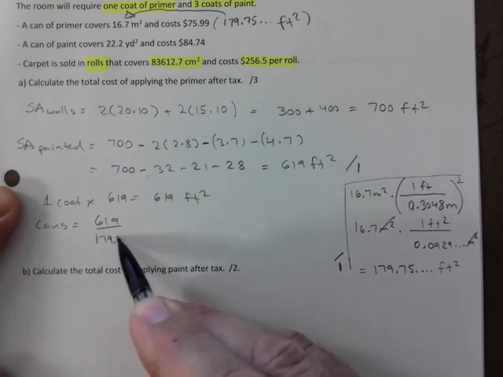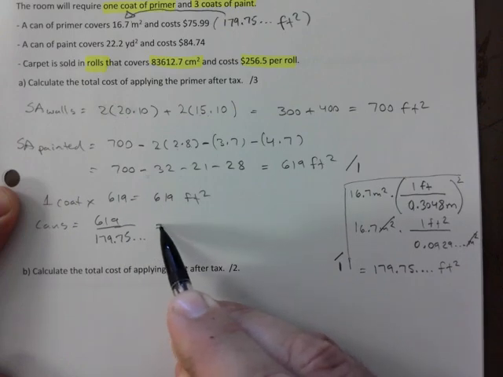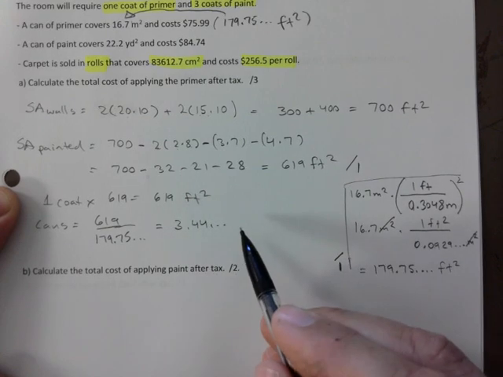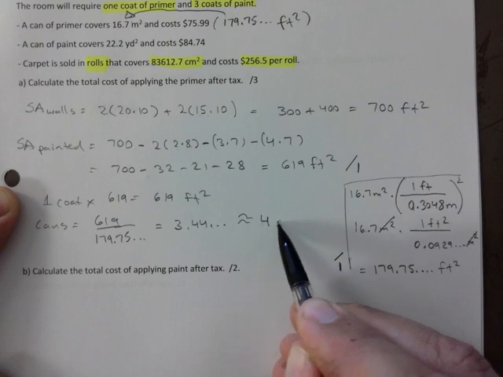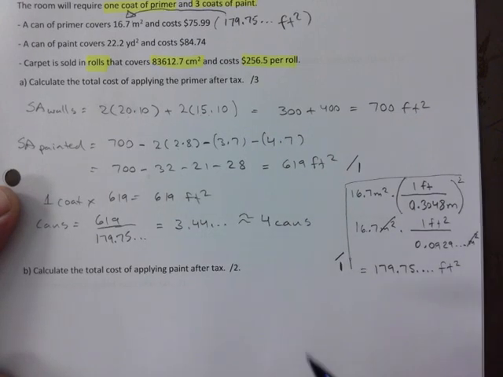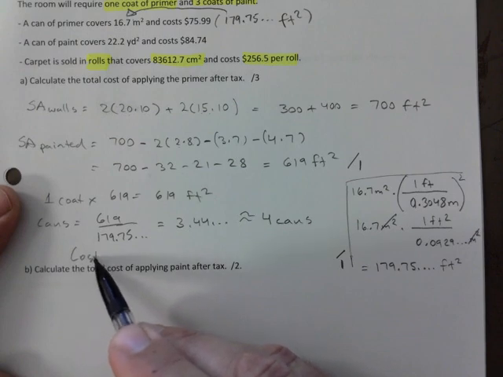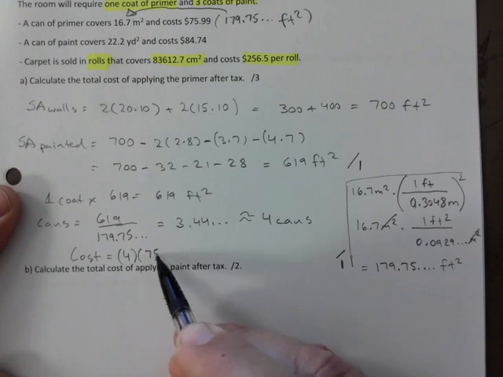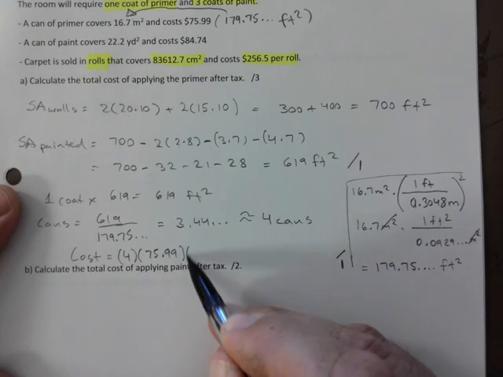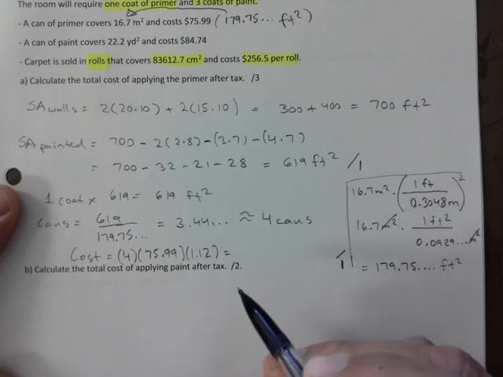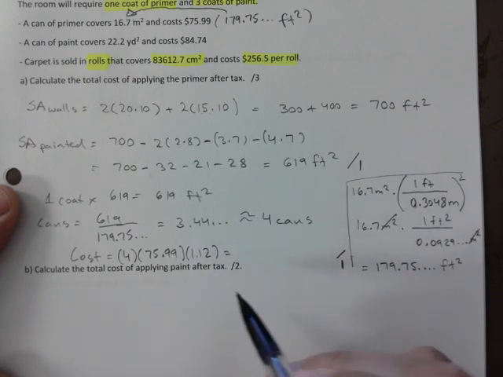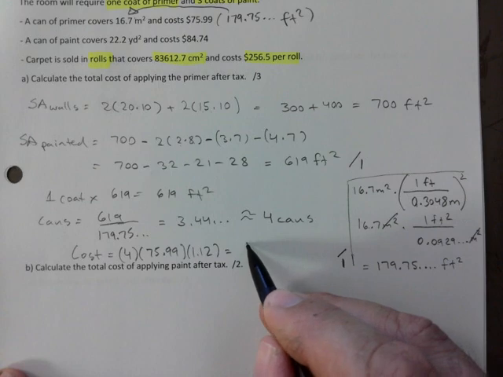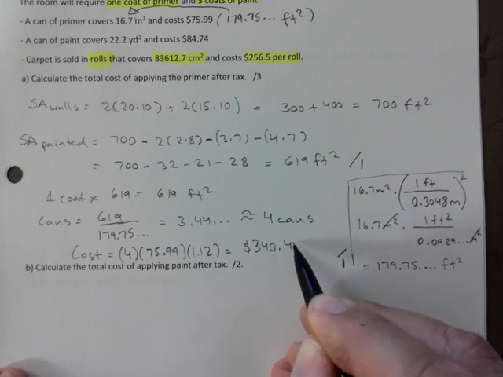Divided by 179.75, and that keeps going. That would give me, according to my answer key here, 3.44 something cans, which is approximately 4 cans required. Okay. And so the cost after tax would be 4 times 75.99. And you can actually just go times 1.12 right away. Did I show you that? I don't know if I did. You can do it all in one shot. Okay, because it's after tax that I want. And that answer ends up being $340.44.